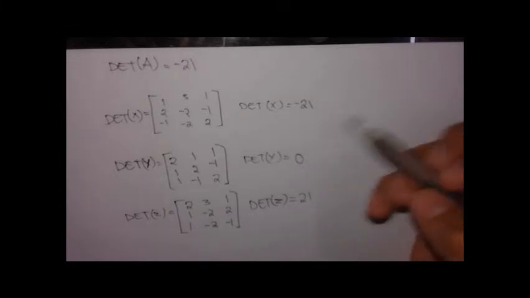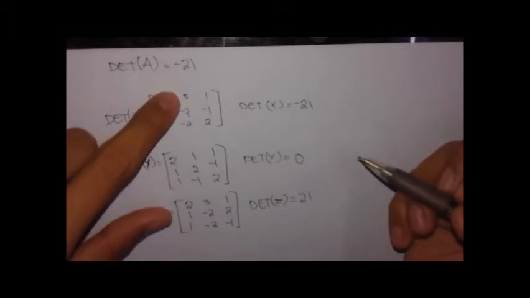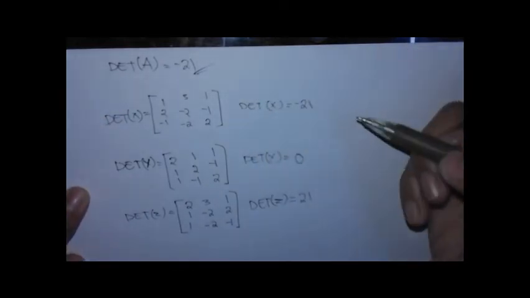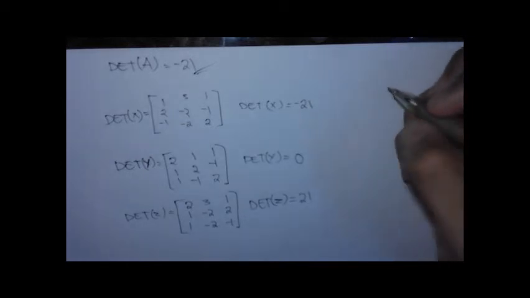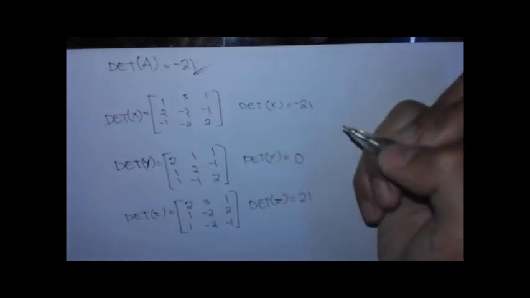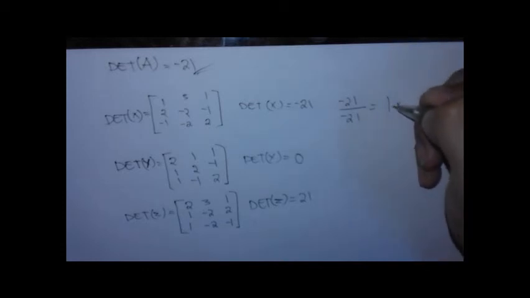So what should we do after we got all of this? One thing we should do is remember the determinant of our matrix, the negative 21. We put the negative 21 right below each one. So we have negative 21 over negative 21, and obviously the value is going to be 1. So 1 is equal to x.